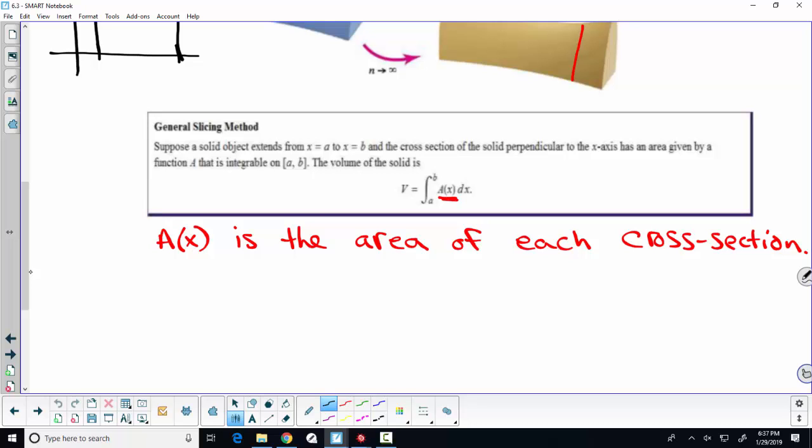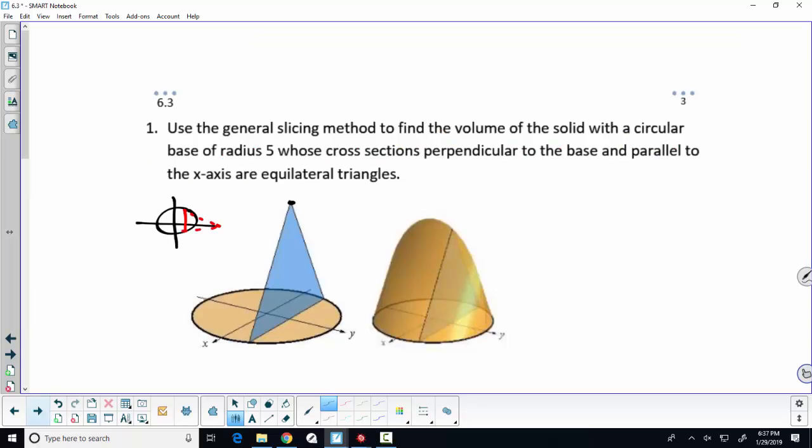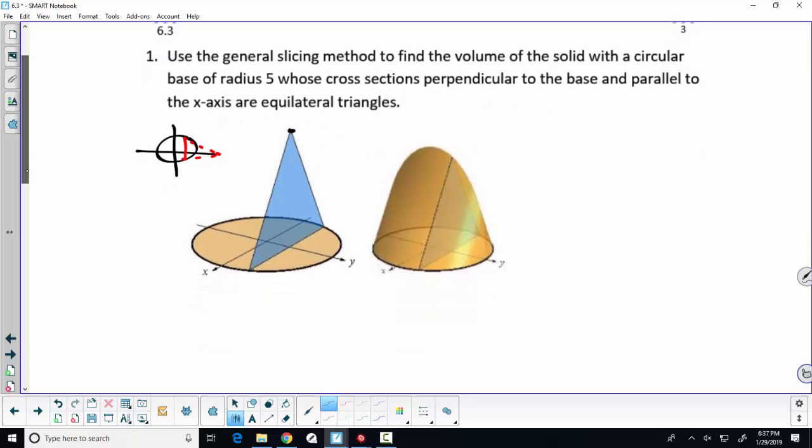Okay, so we find the area of the cross-section as a function of x or as a function of y. It just really depends on the setting. But again, the important thing is that it's the area of the cross-section, that function, capital A. All right, so here's our first example.